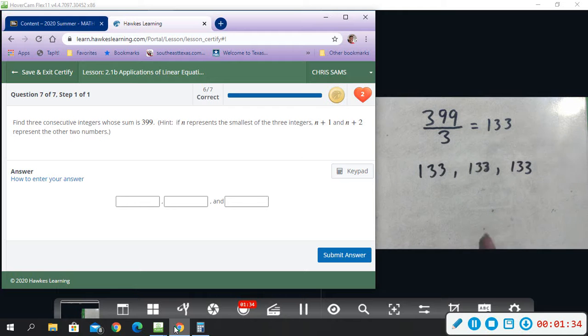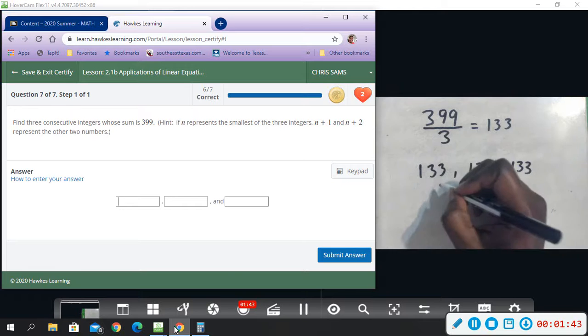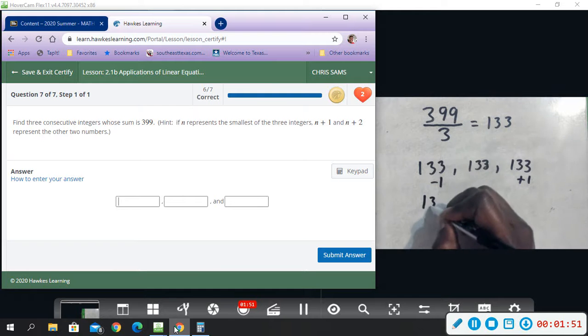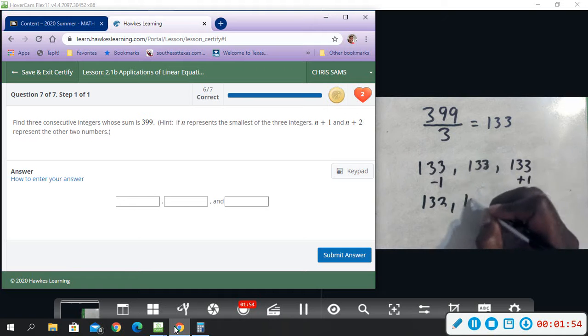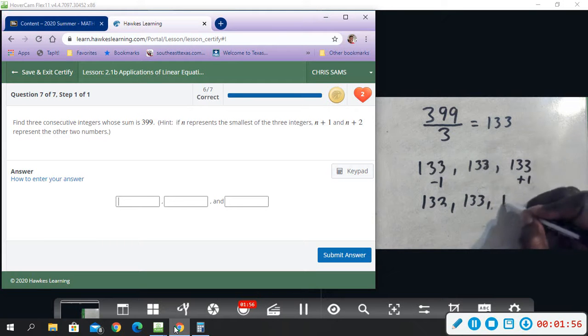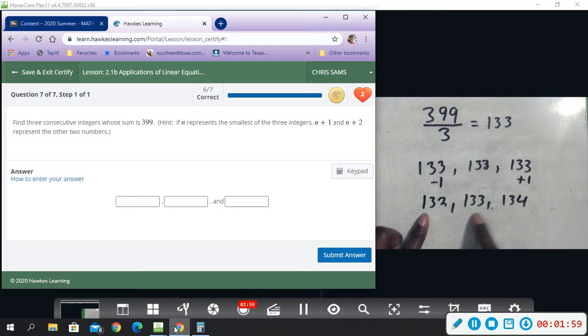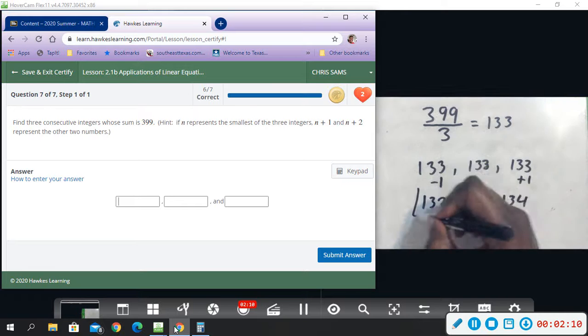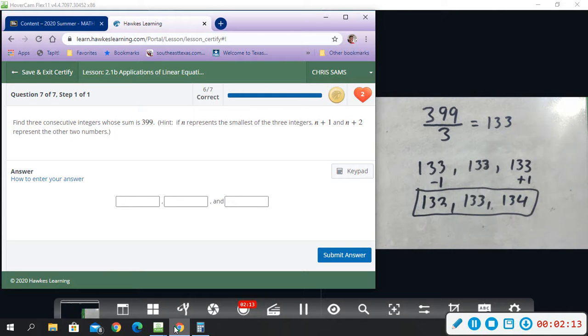Since we want 3 consecutive integers, meaning in a row, where this one is 1 higher and this one is 1 higher again, the simplest way to fix that is to subtract 1 here and add that 1 over here. If we do that, this becomes 132, the middle one stays 133, and this one is now 134. Now you have 3 numbers in a row, back to back, and when you add them together it's the same total as before, which is 399. So you can start out by finding the average, and you'll get them that way. I think that's much faster.